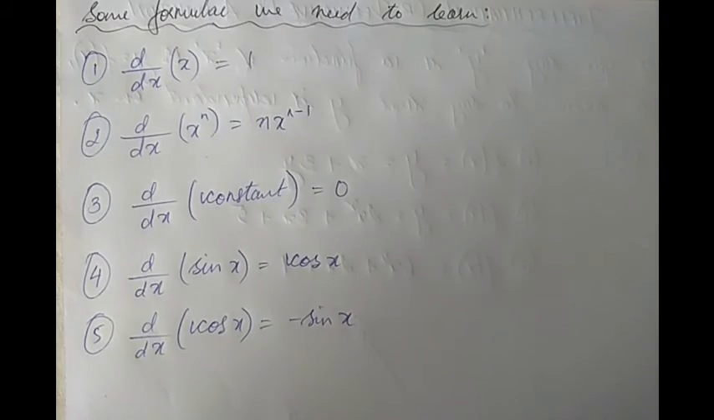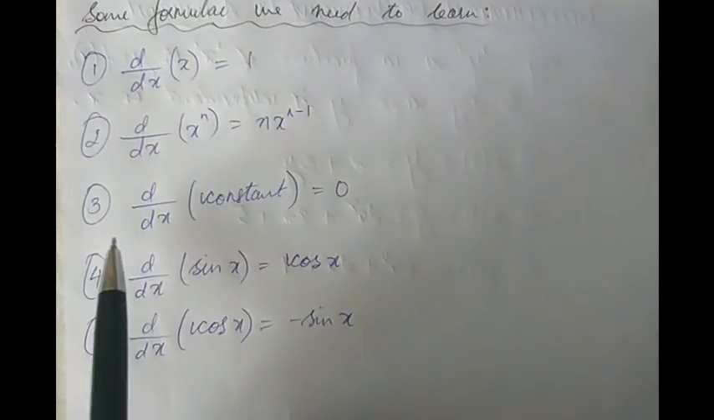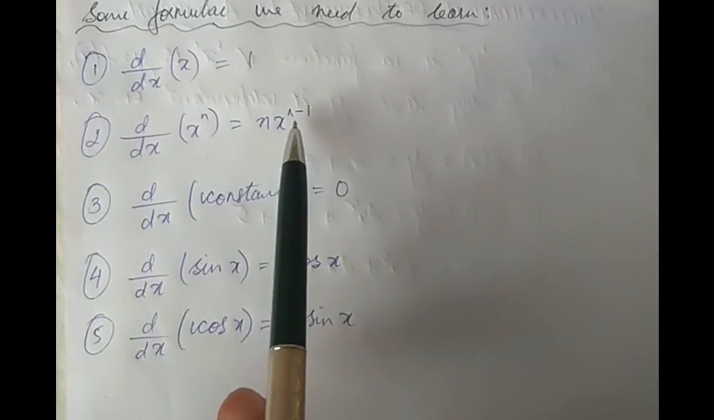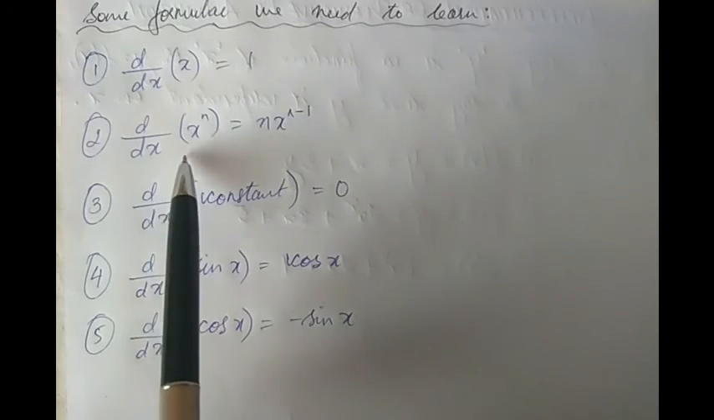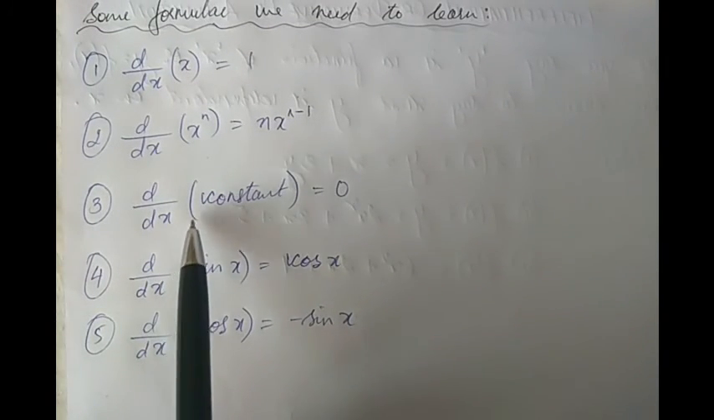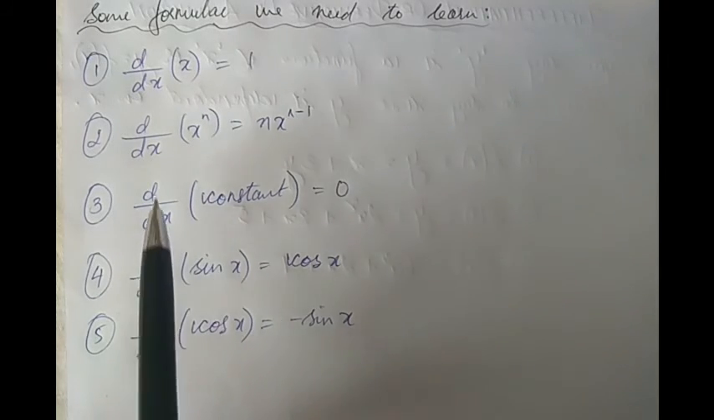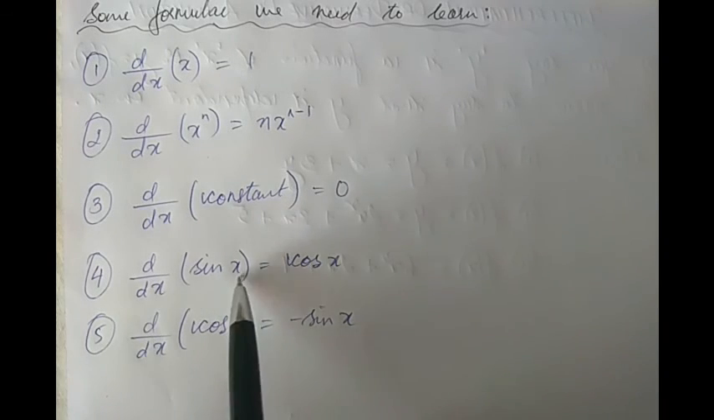Now I've listed some very basic formulae here with regard to derivative, of course. It would be good for you if you can remember these different formulae. d/dx of x is 1, d/dx of x to the power n is equal to n x to the power n minus 1. Formula number 1 actually comes from this second formula. This is important. Differentiation of a constant, or d/dx of a constant, is equal to 0. d/dx of sine x is cos x, d/dx of cos x is minus sine x.